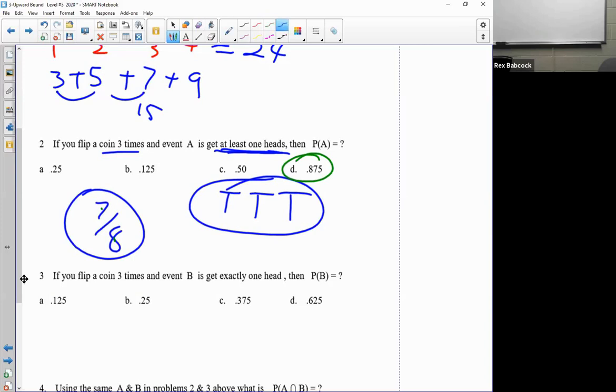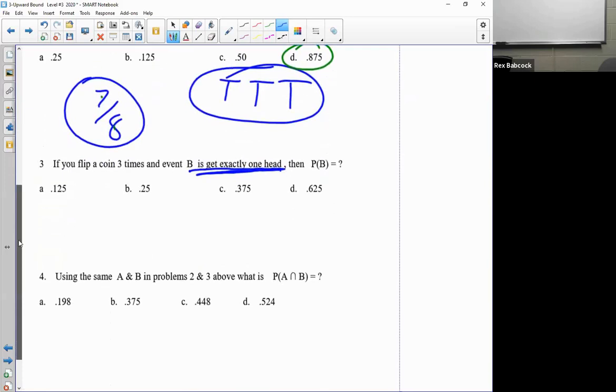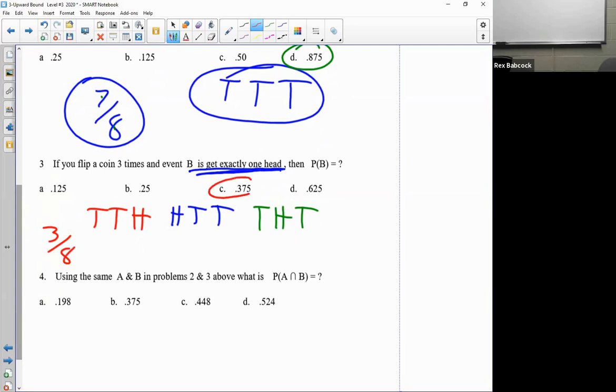The next one, it says you flip a coin 3 times, and event B is you get exactly 1 head. Well, if I go to that sheet, in other words, I'm looking at the example I showed you a while ago, but you get at least 1 head. I could do this. I could do this. Or I could do this. So how many ways are there that I get exactly 1 head? How many are there? There's 3, right? So that's 3/8. And again, I would divide that out, and that's 37.5%.